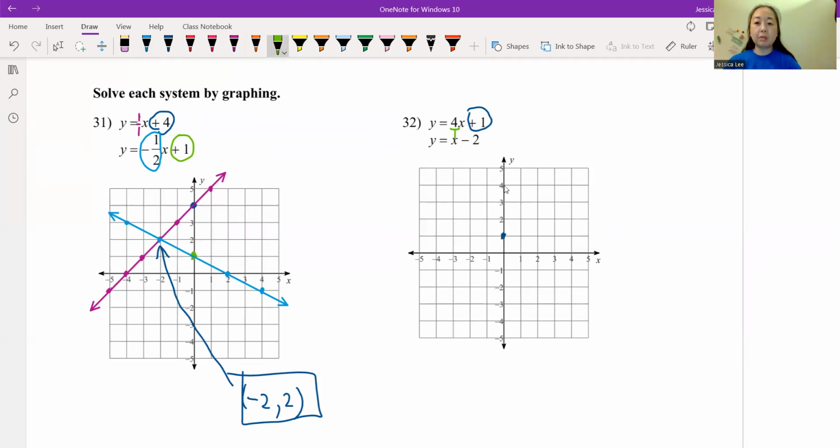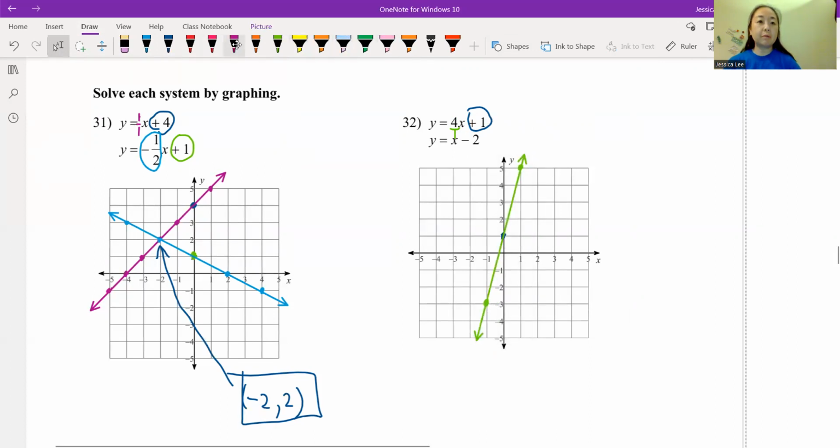So up 1, 2, 3, 4, and then to the right 1. Or we're gonna go down 4 and then to the left. Remember this counts as well. So it's 1, 2, 3, 4, and to the left 1. And then we're going to just draw our line like that. Not a great line. It still works. All right, make sure you're making your lines long enough.